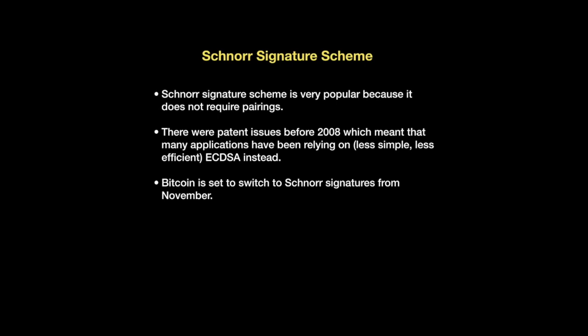I mean, it's certainly simpler, it's certainly easier to thresholdize for that matter. Bitcoin in particular is set to switch to Schnorr signatures from November, I believe. So now they've been thinking, if we move to Schnorr signatures, then we can actually use threshold signatures, and FROST has been looking at ways to do that.